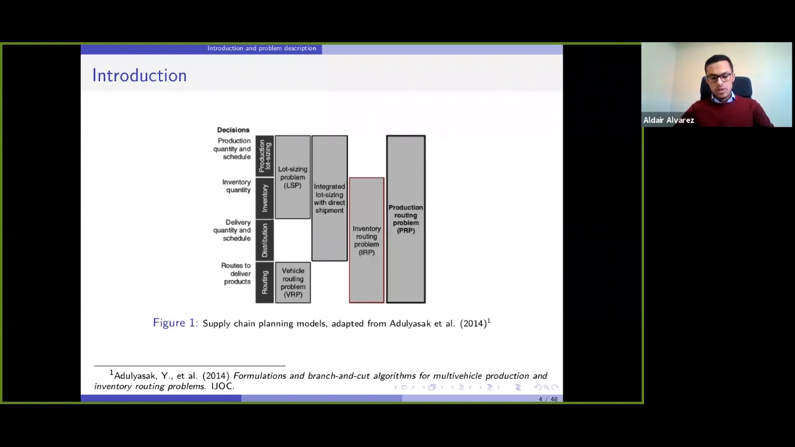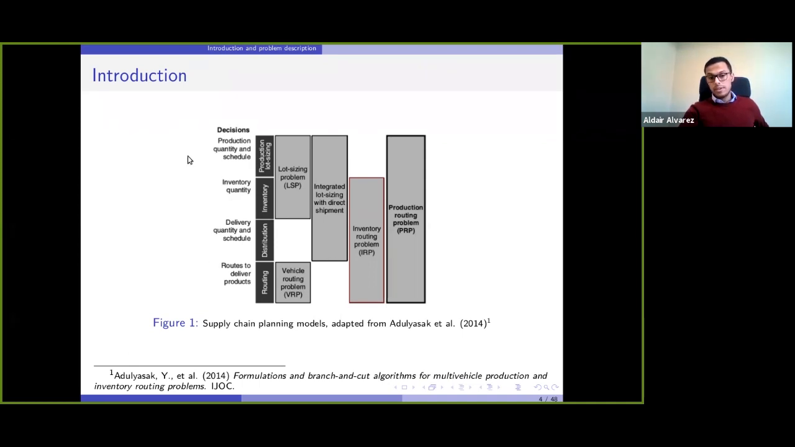To start with, it is well known that research integrating multiple activities and decisions across the supply chain can lead to benefits for the companies integrating them. In this figure, we show some of the problems that appear in that context and some of the decisions that can be integrated, but we can have many more decisions like packing, cutting, stock location, and so on.